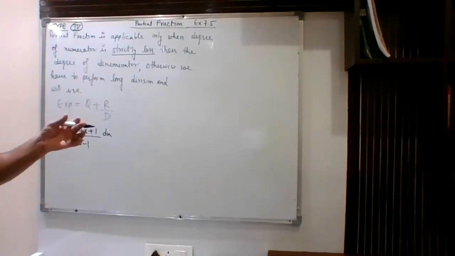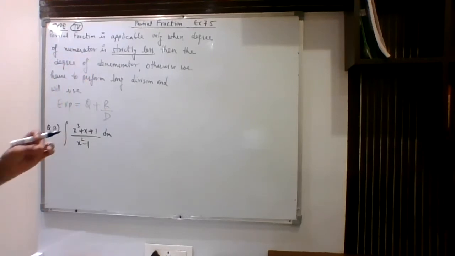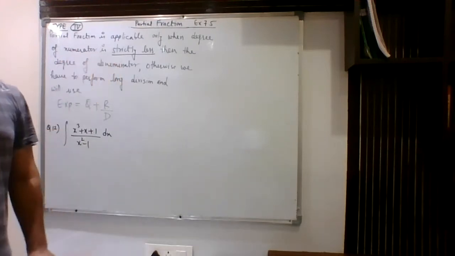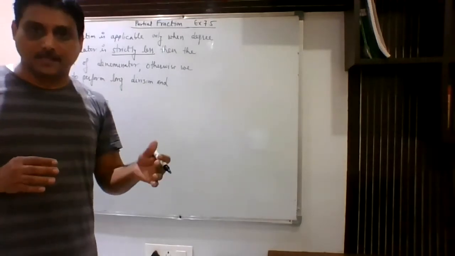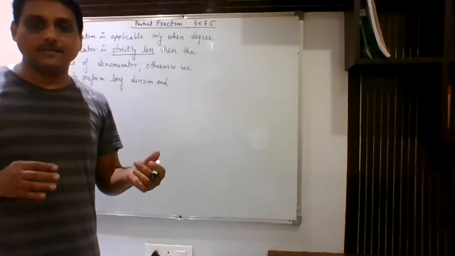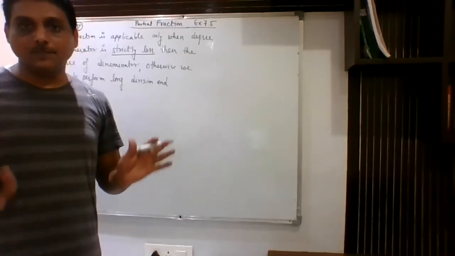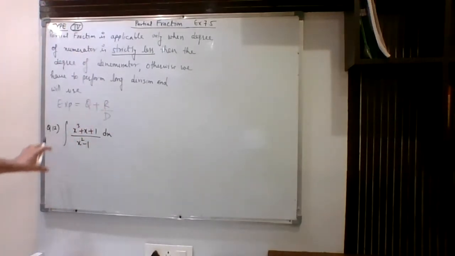So earlier, whichever question we had done here, the degree of numerator was strictly less than the degree of denominator. So we can apply those substitutions and we can do it. Now the problem arises when the degree of numerator and denominator is same or the degree of numerator is more than the degree of denominator. Then what exactly we have to do? We have to perform long division. So for example, you can see this question.